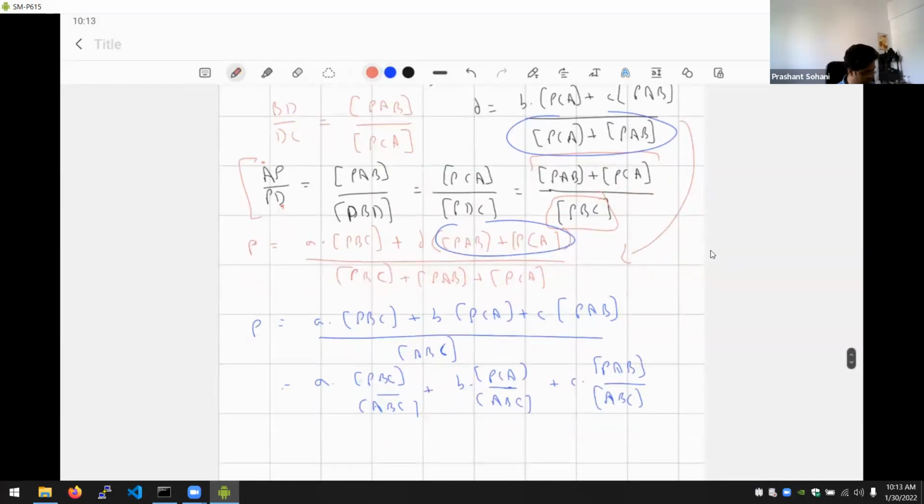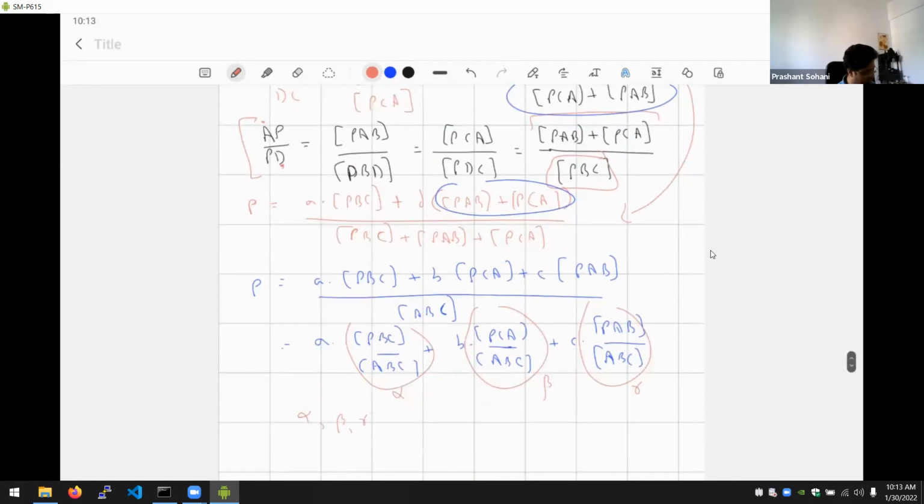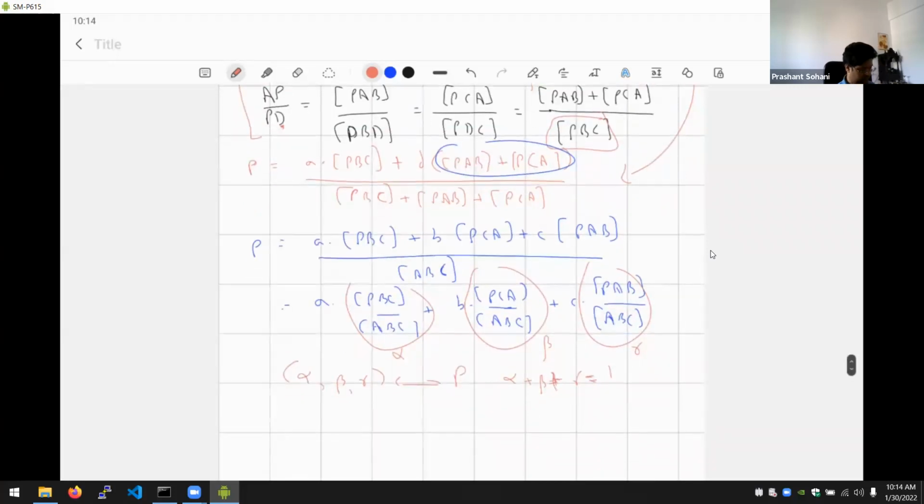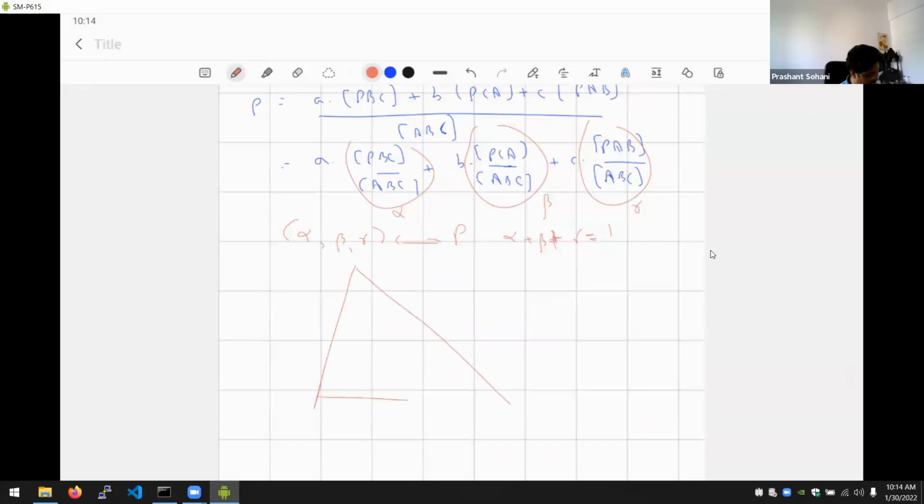Okay. So these variables, I'll call them alpha, beta, and gamma. So this triple of values alpha, beta, gamma is what I call the barycentric coordinate of point P, and they satisfy the condition that alpha plus beta plus gamma equals 1. So basically in a given triangle, if you have any point P, I can find the areas of these three triangles. So if I call them alpha, beta, gamma, or technically it is alpha upon delta, beta upon delta, gamma upon delta, where delta is ABC. Okay, then I can find out the barycentric coordinates of the point.